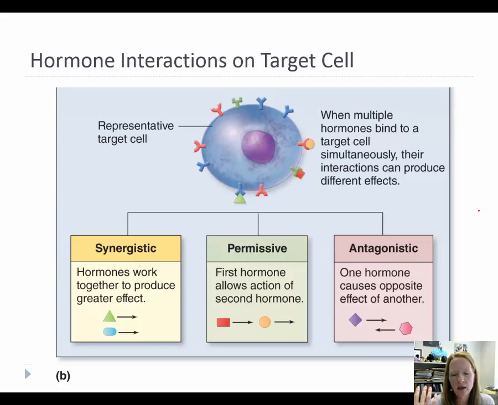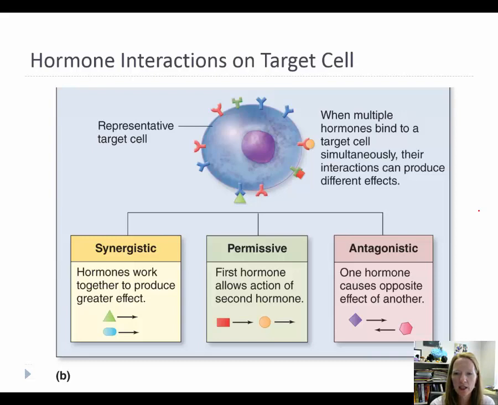The best example of antagonistic hormones is going to be insulin and glucagon. If you have insulin binding and glucagon binding, they actually oppose the effects that are happening on that cell. Because remember, one is going to help lower blood glucose levels, and the other one is going to help increase blood glucose levels. Usually it doesn't happen because of when they're secreted, but that's a good example of antagonistic hormones.